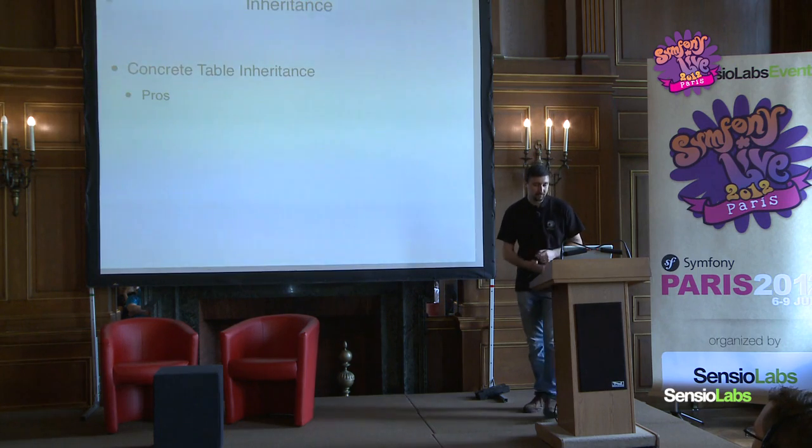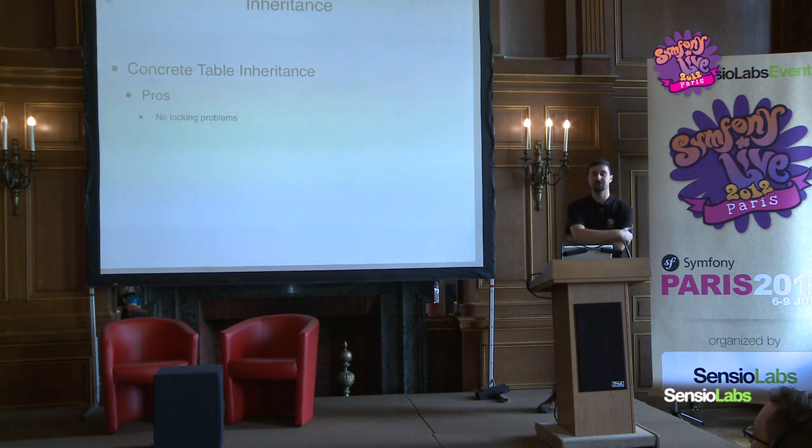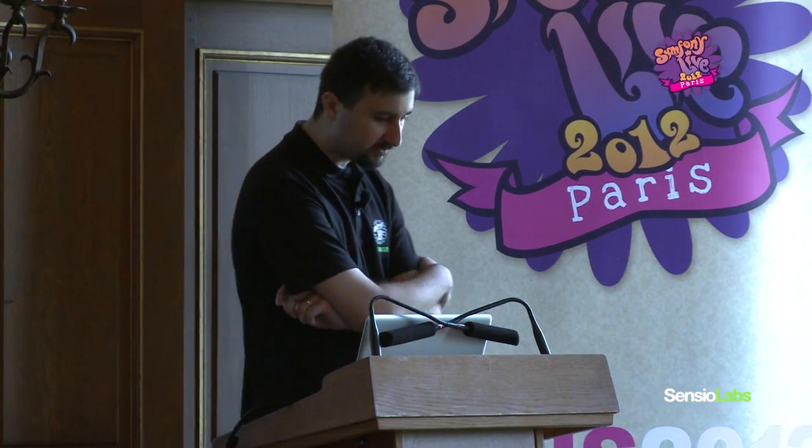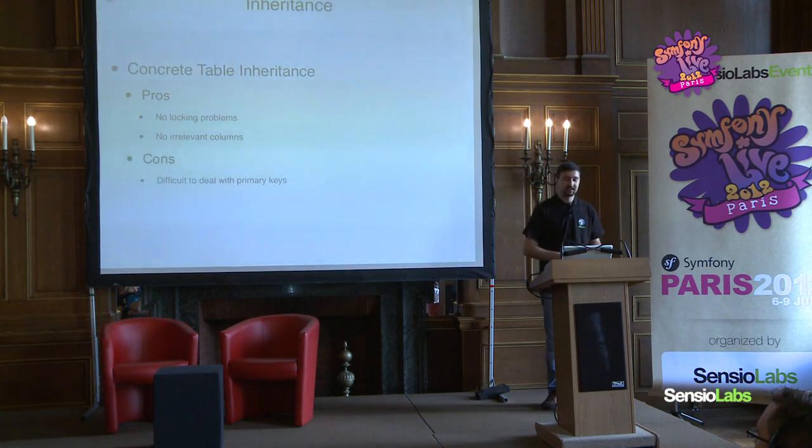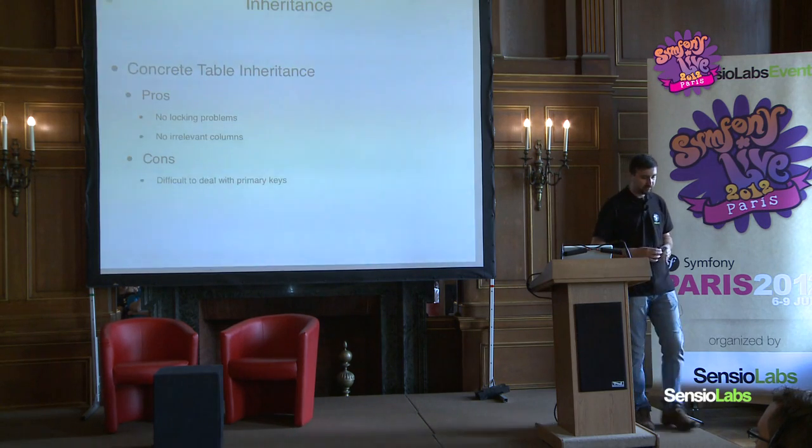Okay. So for concrete table inheritance, if you need to sit down and write it, there are pros. One of the biggest ones: you don't have too many lock-in problems. The second one: you have no irrelevant columns. And the cons is that it's very difficult to deal with primary keys.